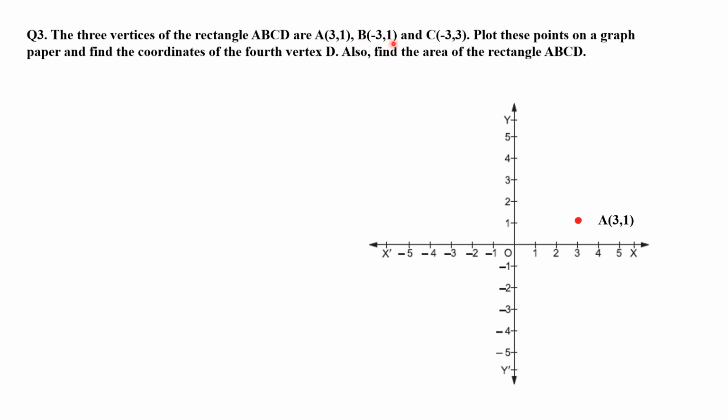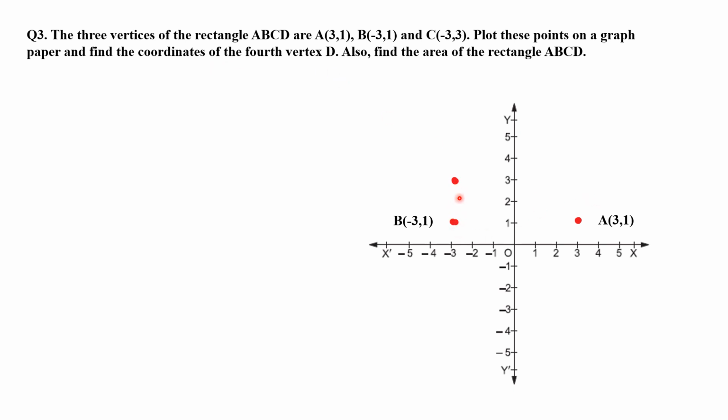Second is B (-3, 1). So x coordinate negative, y positive. So it will be in the second quadrant. Third is C (-3, 3). Again x coordinate negative, y positive. So again it is in the second quadrant. Now you have to find the coordinate of the fourth vertex D.